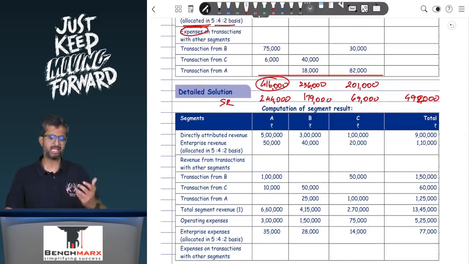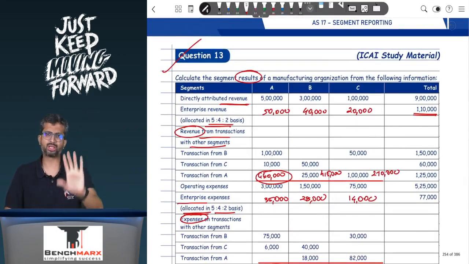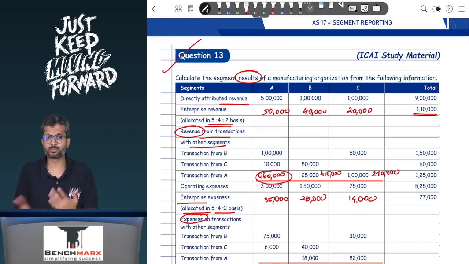Fair enough. So this is just total segment revenue minus total segment expenses. You need to know that total segment revenue includes inter-segment revenue. Total segment expenses include inter-segment expenses as well, and accordingly you will solve.